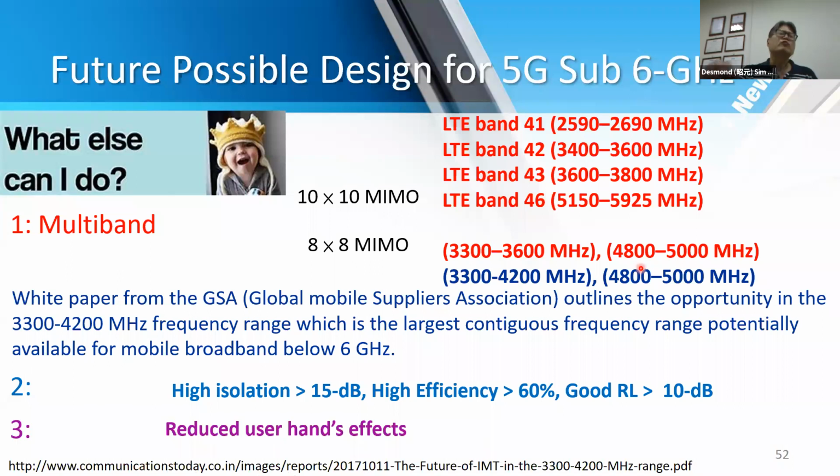And lastly will be the reduced user's hand effects. As you have seen from previous work, people holding their phone, our hand itself can communicate the electromagnetic wave. So meaning that the hand effect is large. At the moment our lab is trying to use different types of methods to reduce the user hand effects. Indeed, we came up with a design and we haven't really published the paper yet.